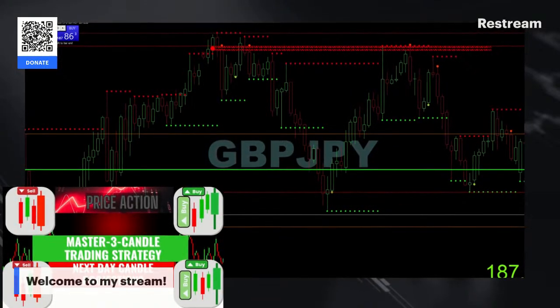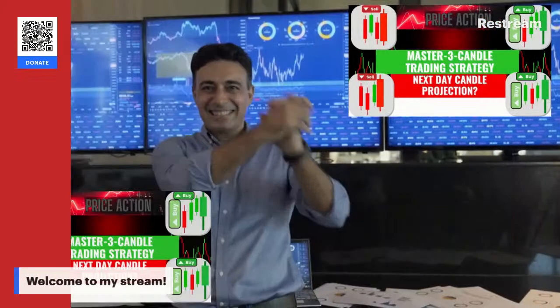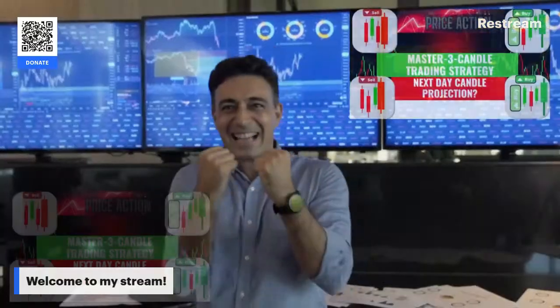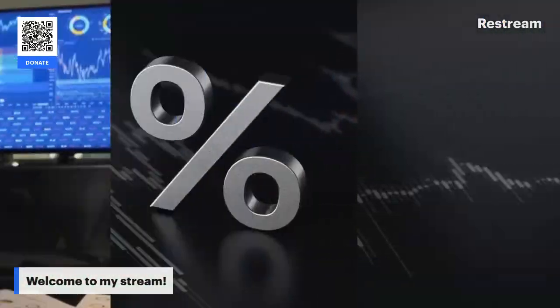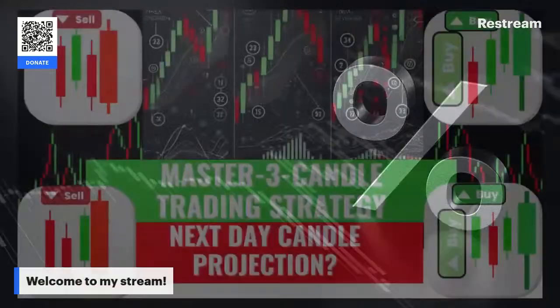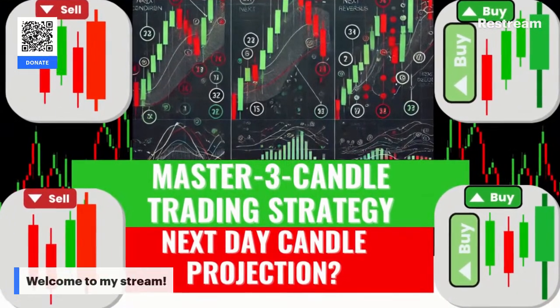Use proper risk management. Never risk more than 2% per trade. Be consistent and patient. Not every trade will be a winner, but probabilities play out over time. Trading is all about probabilities. If you master this 3-candle method, you'll gain an edge in predicting price action with high accuracy.